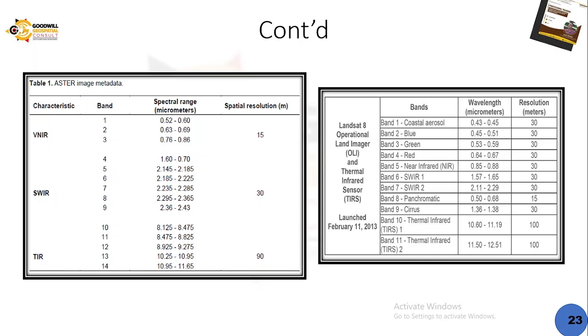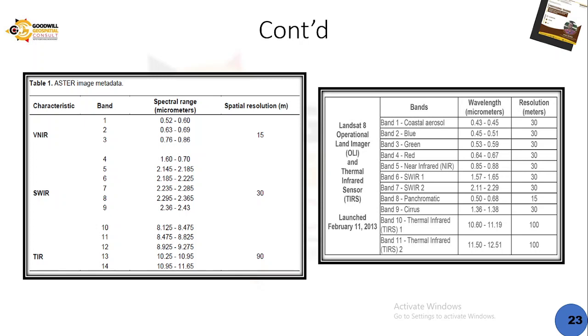So for the Aster metadata, Aster has 14 bands. 3 bands are in the visible near infrared ranges, and these 3 bands have a spatial resolution of 15 meters. The shortwave infrared has 6 bands, from band 4 to band 9, with a spatial resolution of 30 meters, and the thermal infrared has 5 bands with a spatial resolution of 90 meters.